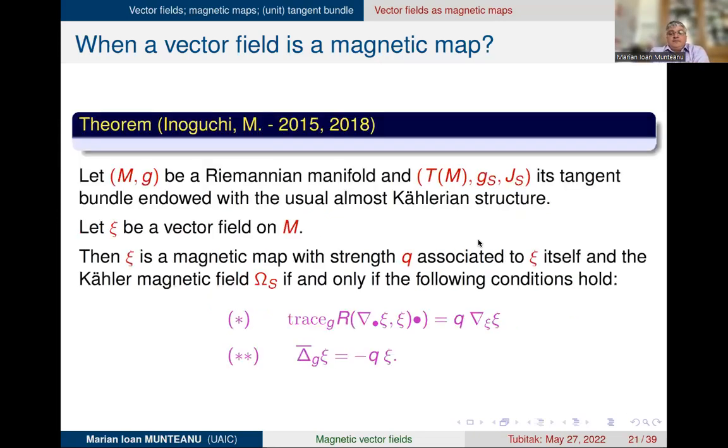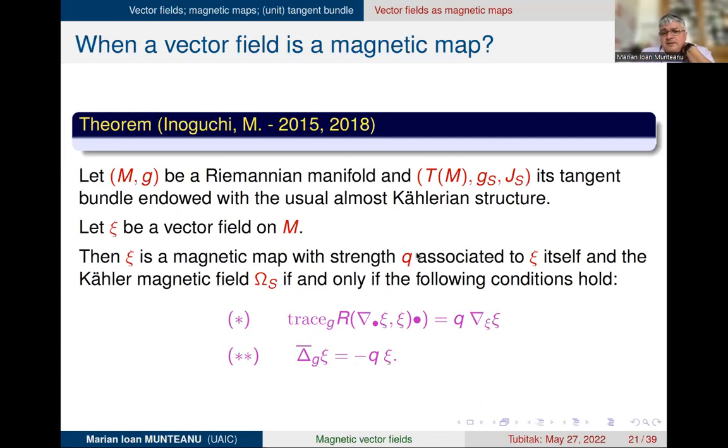Okay, so we are interested in answering the question when a vector field is a magnetic map. So we have this result. It was obtained in some steps. If psi is a vector field, then psi is a magnetic map associated to psi itself and with the Kähler magnetic field omega s, if and only if this condition holds.